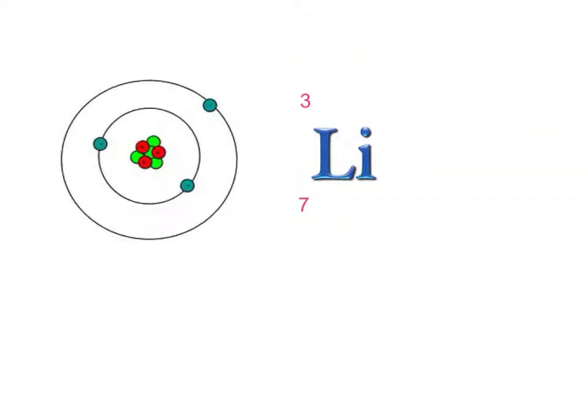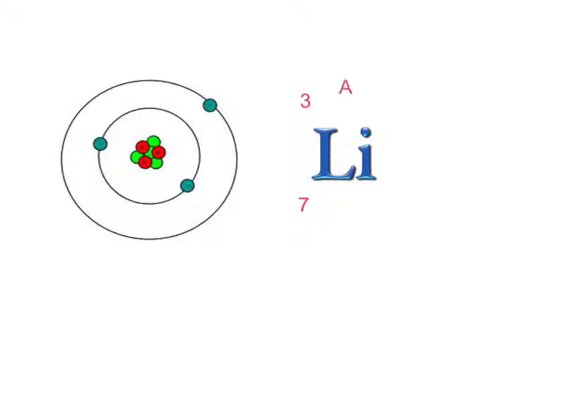So, if you look up lithium in the periodic table, you'll notice a few things. Firstly, you'll notice that the word lithium is not written out in full, but in fact we use the symbol for lithium, which is a capital L and a lowercase i. You'll also see that there are a couple of numbers associated with lithium, 3 and 7. And once you understand what these numbers mean, they tell you a fantastic amount of information about the structure of a lithium atom.